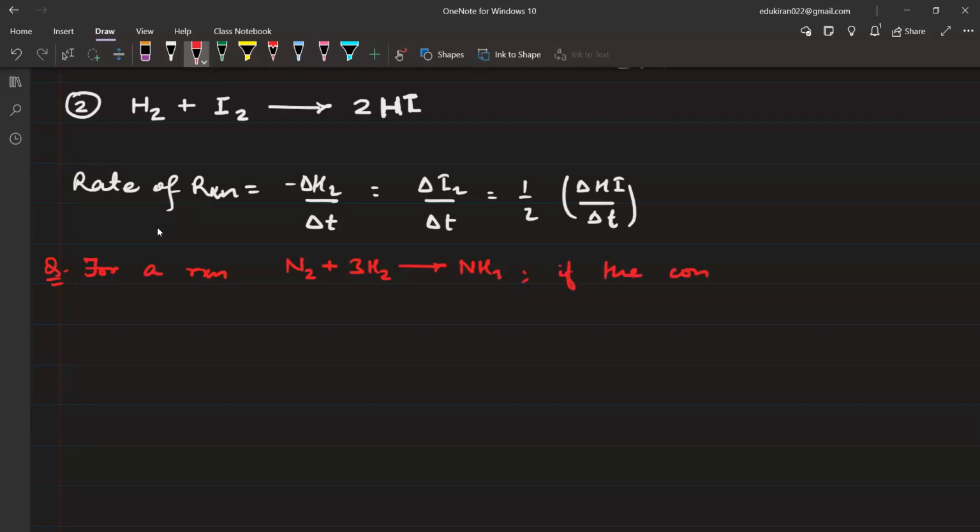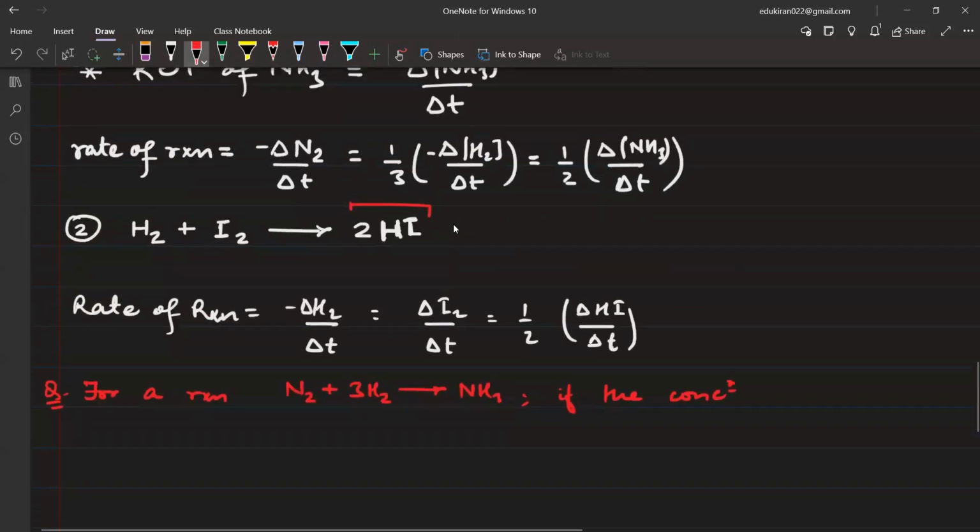Sir, for delta I2 by delta T, won't there be a minus? There won't be a minus because it is a product, right? In the product, delta I2 by delta T, there will be no minus.